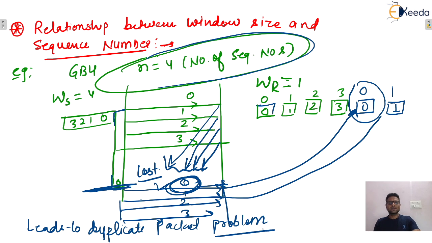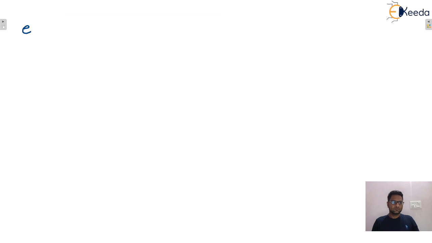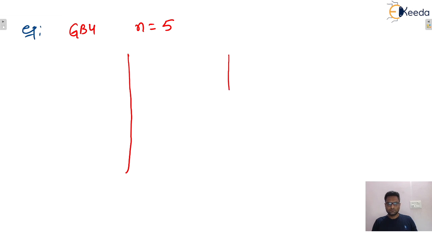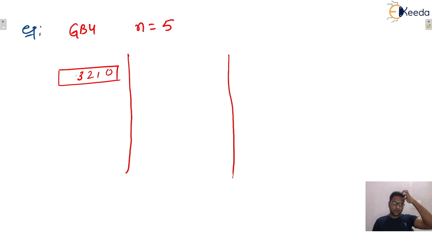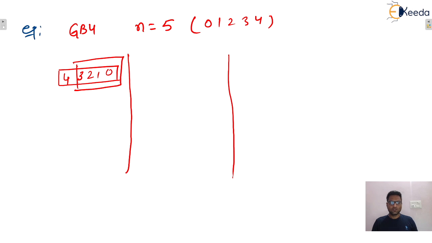Okay, so let us increase the sequence numbers. In Go-Back-N, let's say the sequence numbers are 5. Then we'll see whether this problem exists or not. So here the window size will be 4, so 0, 1, 2, 3 will be in the window, and sequence numbers are 5, so 0, 1, 2, 3, 4, isn't it? These will be the 5 sequence numbers. So next will be 4.